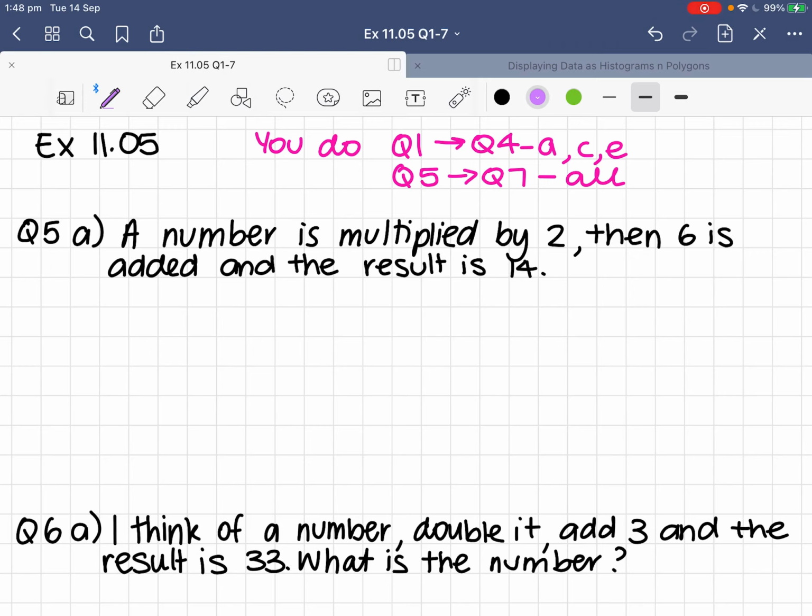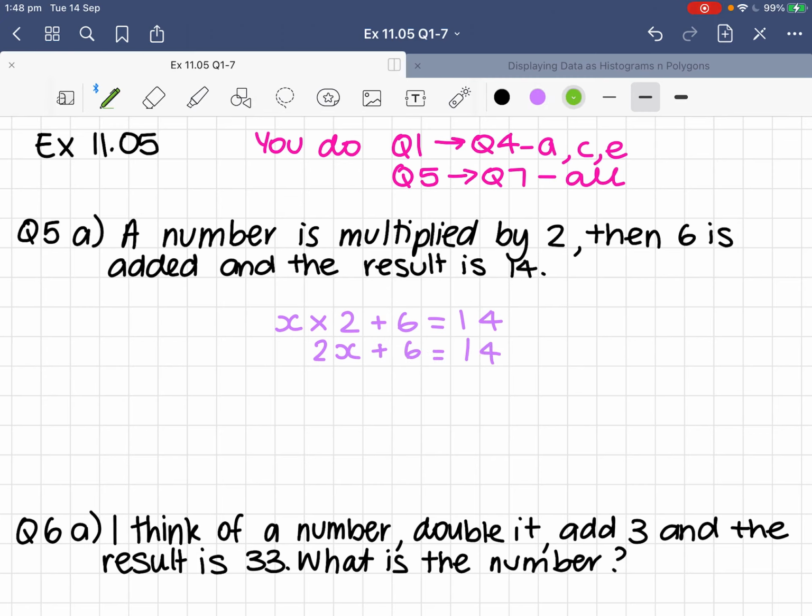Now, instead of doing n for our number, I'm going to do x this time. So we have our number x multiplied by 2, and then 6 is added. So we have plus 6, and the result is 14. So that means it equals 14. I'm just going to write this as an equation. So x times 2, we know that's 2x, plus 6 equals 14.